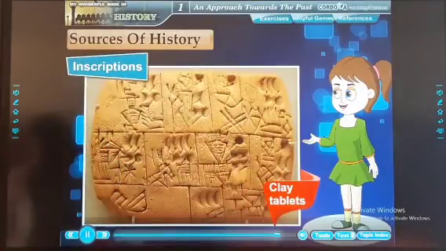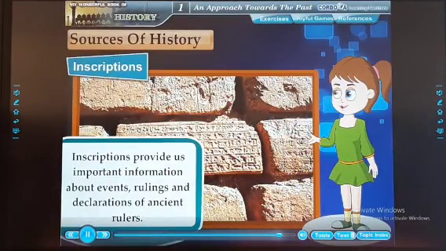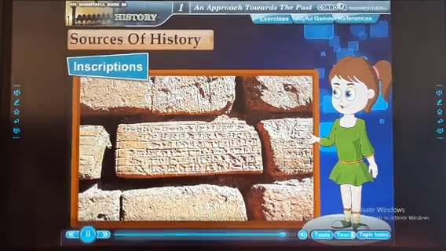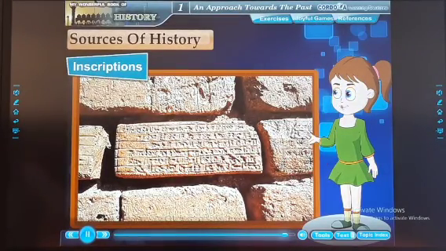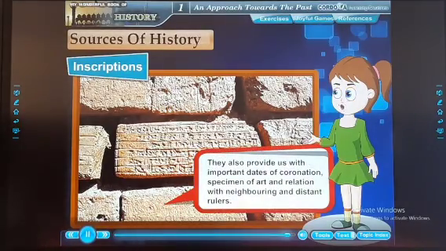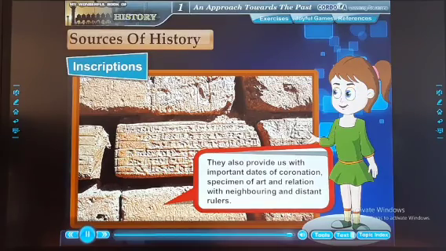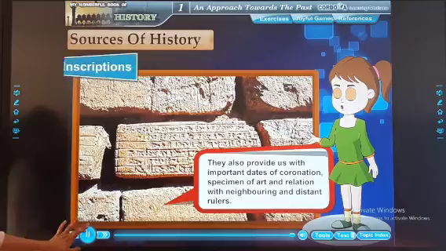And on clay tablets, inscriptions provide us important information about events, rulings, and declarations of ancient rulers. Inscriptions also deal with the administration and the personal qualities of the kings. They also provide us with important dates of coronation, specimen of art and relation with neighboring and distant rulers.